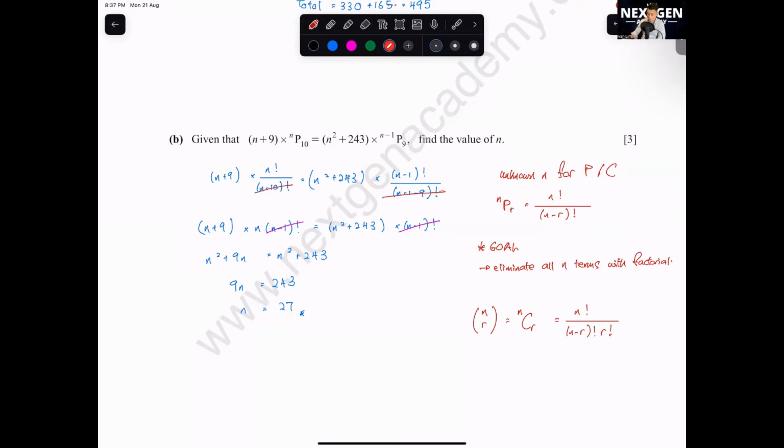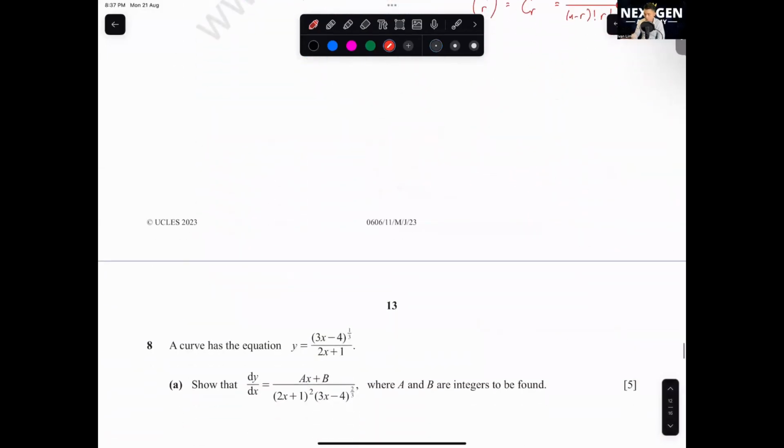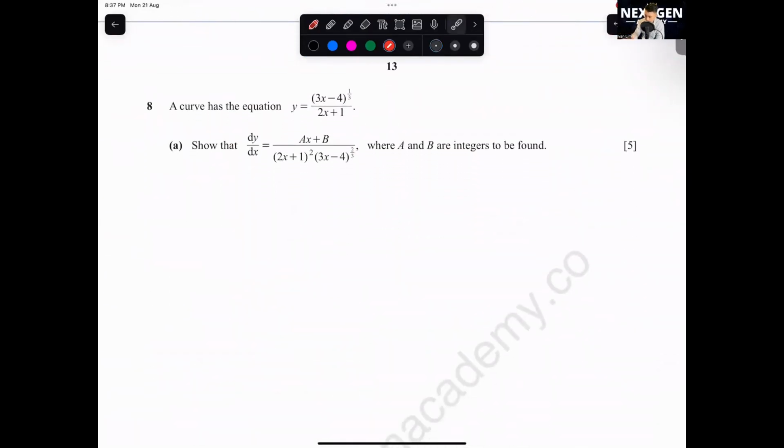Okay, let's go to question 8. A curve has an equation of this. Show that dy over dx can be written in this form, where a and b are integers to be found. Number 1, what rule do we use? A function over a function. So this is your u over v.